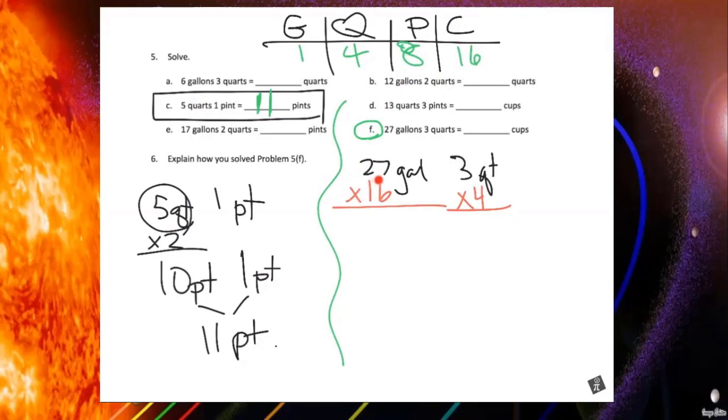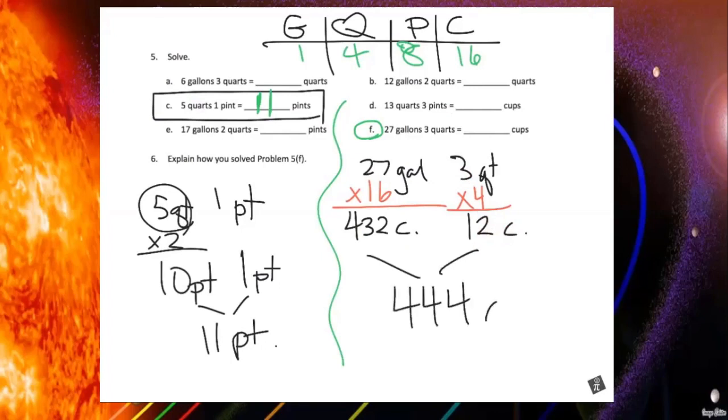So 27 times 16 is 432, so that's 432 cups. And this is easy, that's 12 cups, because 3 quarts times 4 is 12. So all together, we have 444 cups. And that is our answer right there.